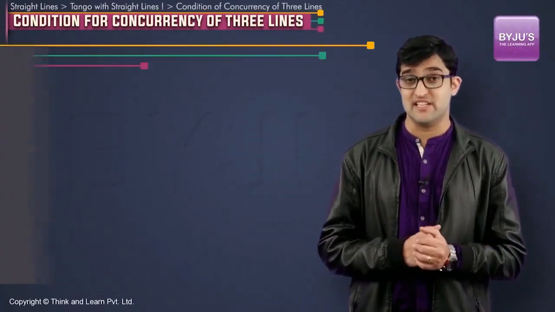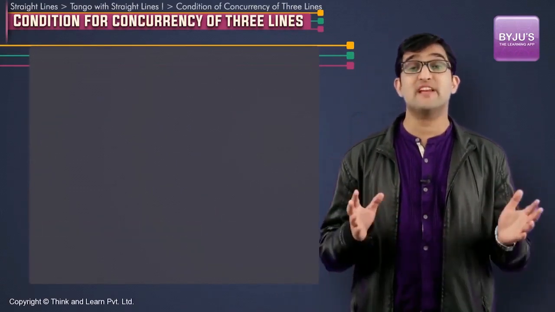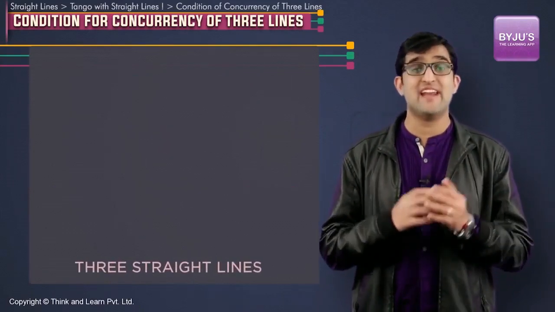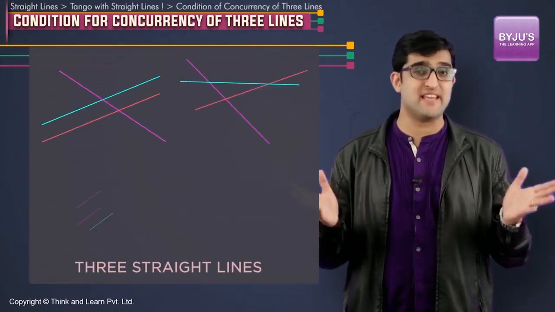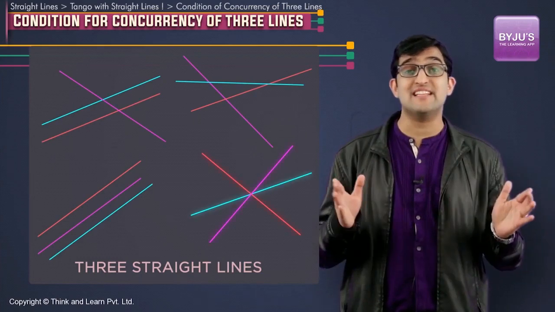We discussed cases of two straight lines on a plane, that is, when they are parallel or intersecting at an angle. Let's now look at cases when we have three straight lines on a plane. As you can understand, there can be many cases when there are three straight lines, but we are particularly concerned about one case, which is when these three lines are meeting at a point.